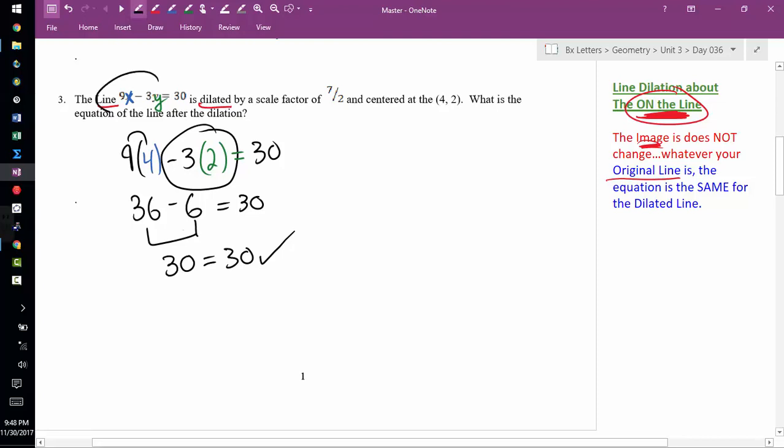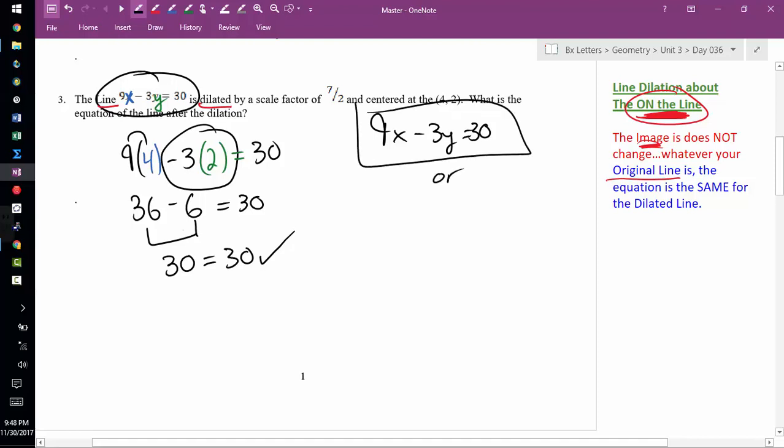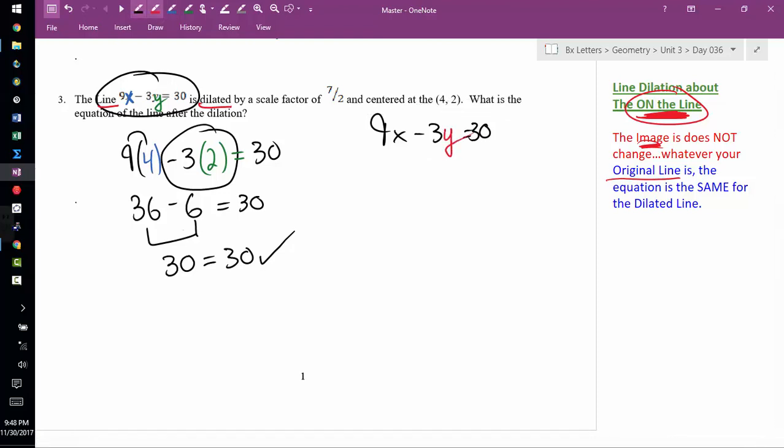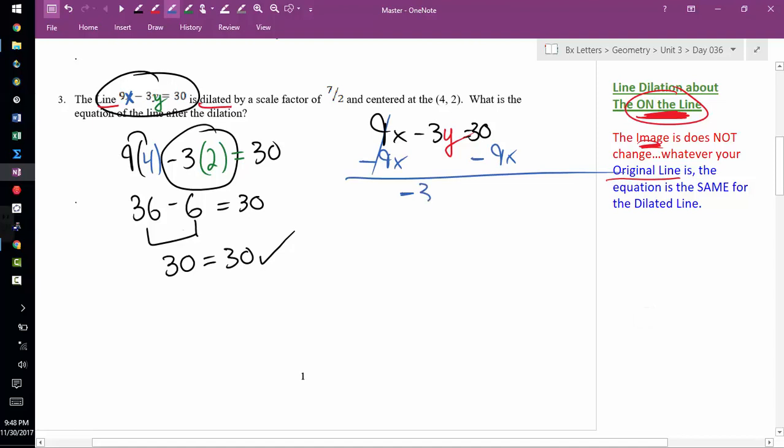So this equation is literally our answer. I could write 9x minus 3y equals 30, and I could be done. Or I could go one step further and solve for y. All right, so we'll do that. I'm trying to solve for y, so I've got to get rid of that x term first. Whatever I do to one side, do to the other. Drop down that minus 3y.